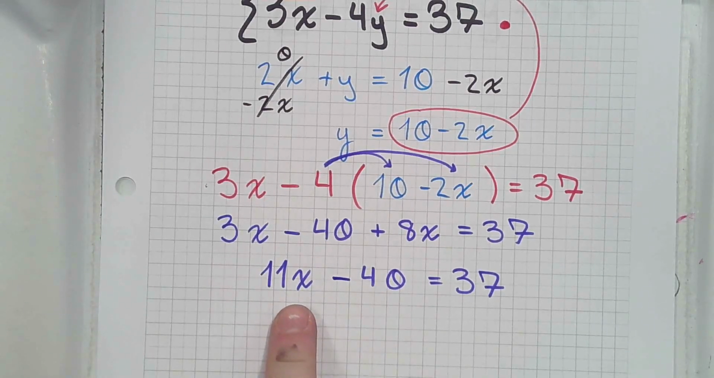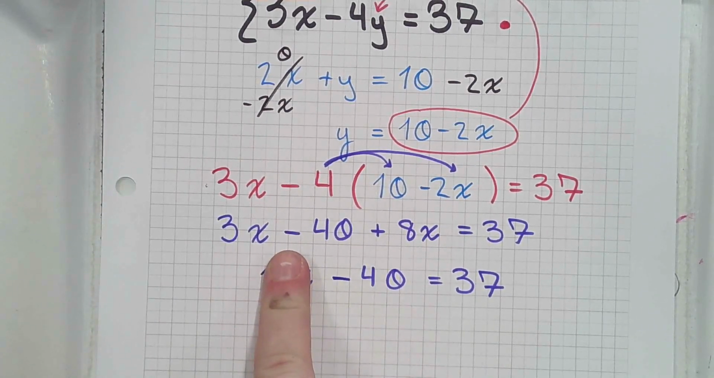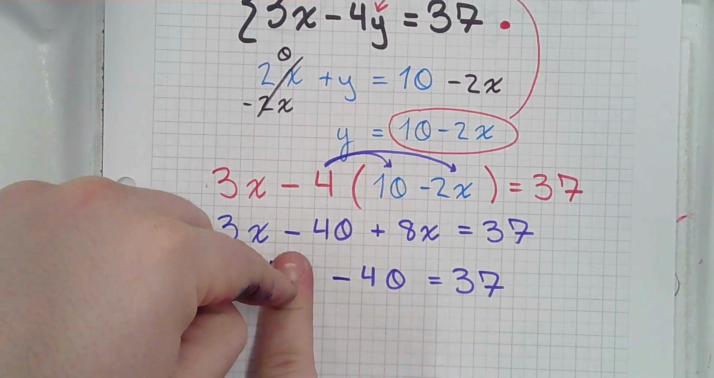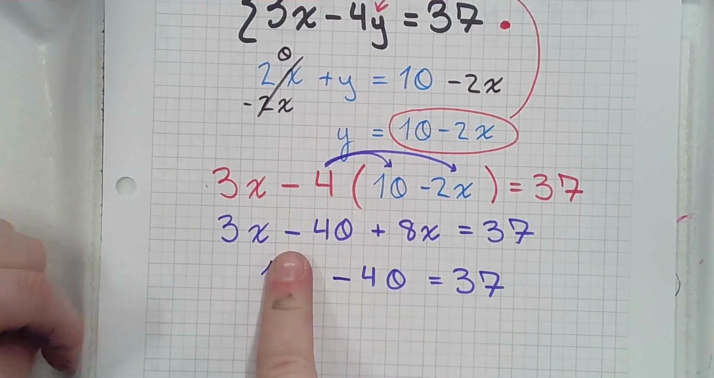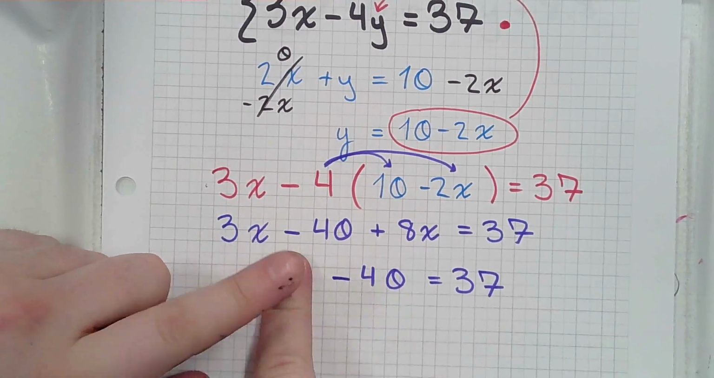Since x is all in one spot, I can cover it up and think, what minus 40 is 37? Well, if it was 40 minus 40, I get 0, right? And 41 minus 40 gets me 1. So it's got to be bigger than 40. In fact, it's got to be 37 bigger than 40, doesn't it? It's got to be 77 minus 40 gets me 37. So I need this to be 77.